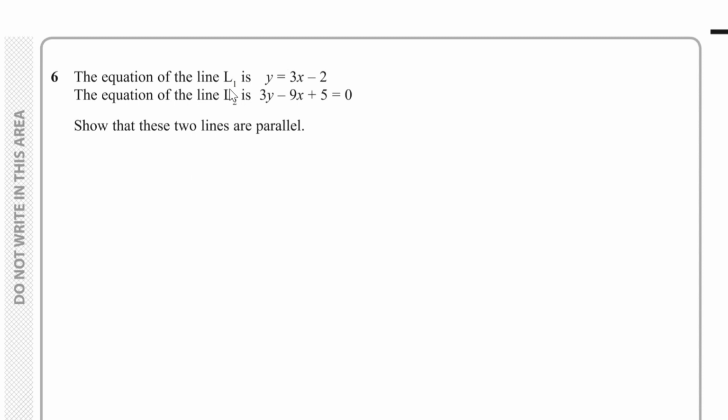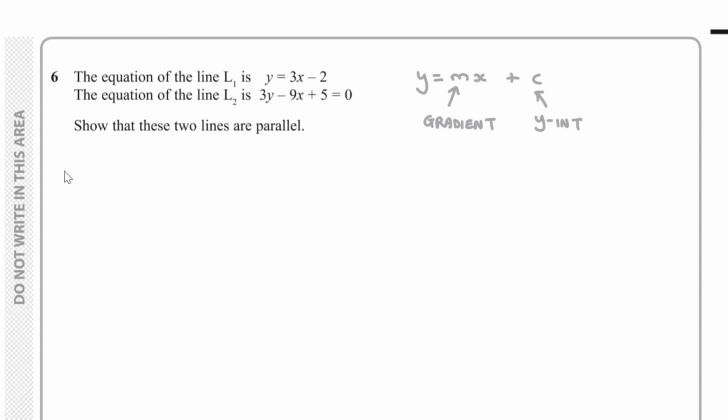Question number 6. The equation of the line L1 is y equals 3x minus 2. The equation of line L2 is 3y minus 9x plus 5 equals 0. We have to show that these two lines are parallel. First of all, to show that two lines are parallel, we need to write both lines in the form y equals mx plus c. M here represents the gradient. C will represent the y-intercept.